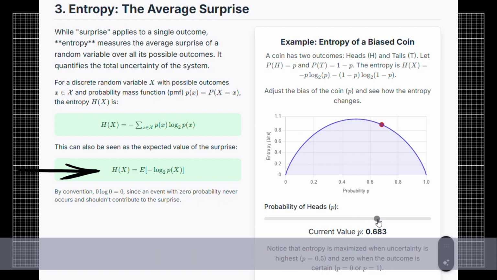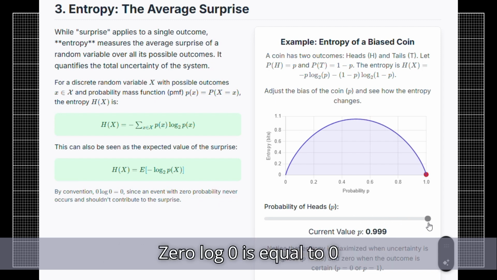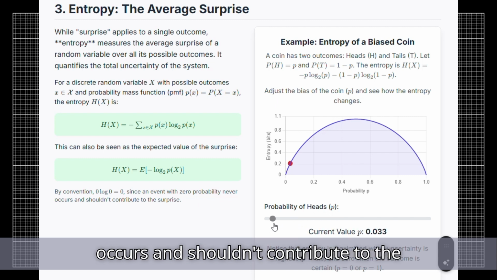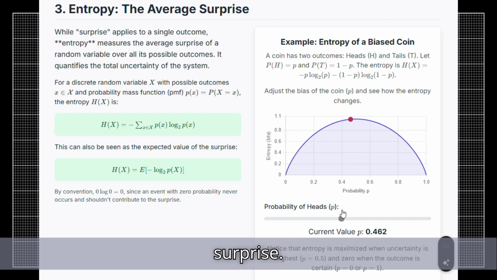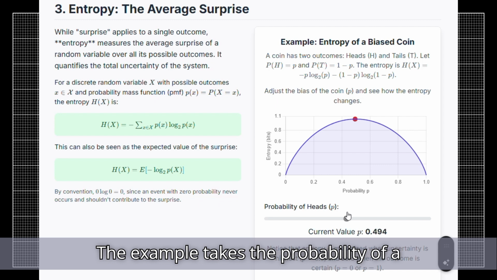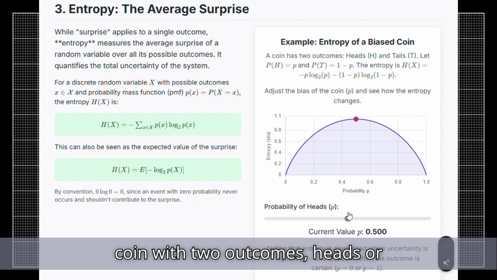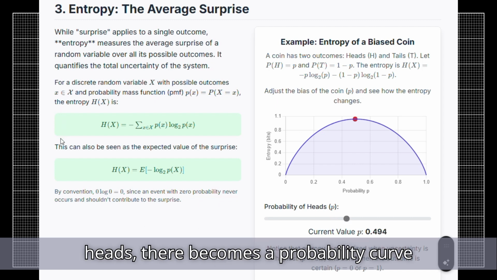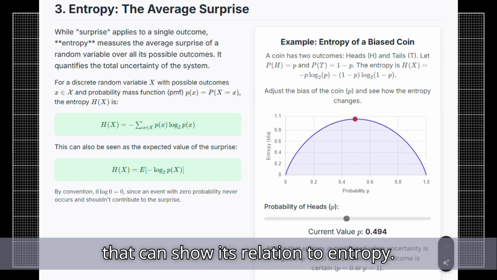By convention, 0 log 0 is equal to 0, since an event with 0 probability never occurs and shouldn't contribute to the surprise. The example takes the probability of a coin with two outcomes, heads or tails. As we adjust the probability of heads, there becomes a probability curve that can show its relation to entropy.